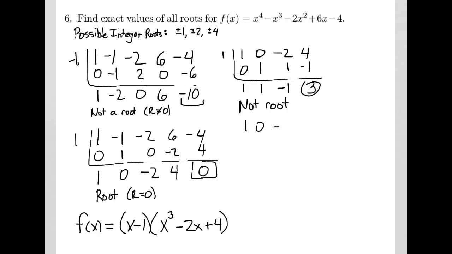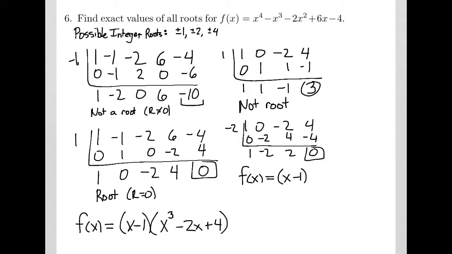1, 0, -2, 4. Check -2. And multiply: -2, 4, 2, -4, 0. Wow, okay, I found the second root. So what I found is that x plus 2 is another factor. So I keep my first one, x minus 1. I have a new one, x plus 2, which is x minus -2, times a quadratic, x squared minus 2x plus 2.